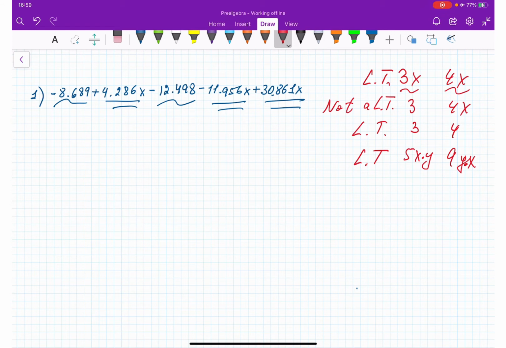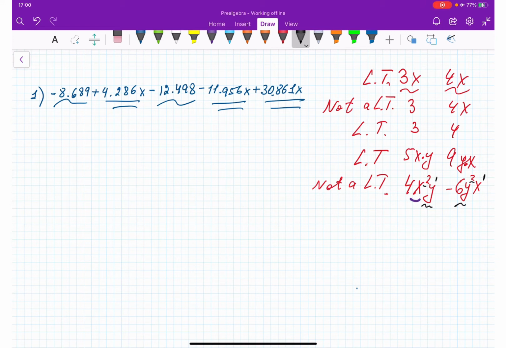Next, if I have, let's say, 4x squared y, and I have negative, for example, 6y squared x, are they like terms? No, they are not like terms. Why? Because here x has degree 1 and here it is degree 2. My y is degree 1, here y is degree 2, which means if the variables are the same, they have to have the same degree also. Okay? So you can combine them.